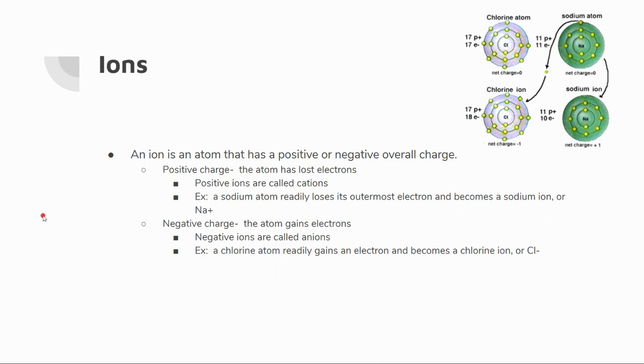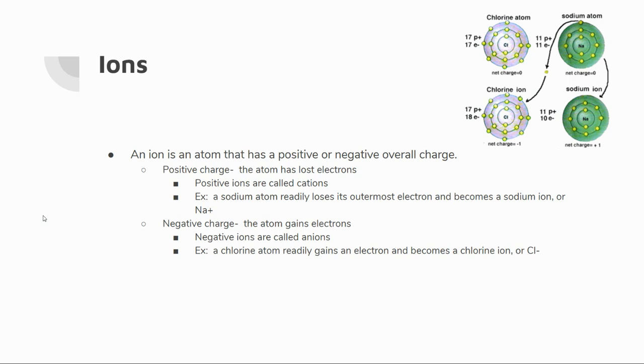So ions. An ion is an atom that has a positive or negative overall charge. A positive charge is the atom that has lost electrons. And that should make sense if you think about it, okay? If an atom loses negatively charged particles, or if an atom loses electrons, then it's going to have more positively charged particles than negatively charged particles, okay? So that's going to give it an overall positive charge. Positive ions are called cations.